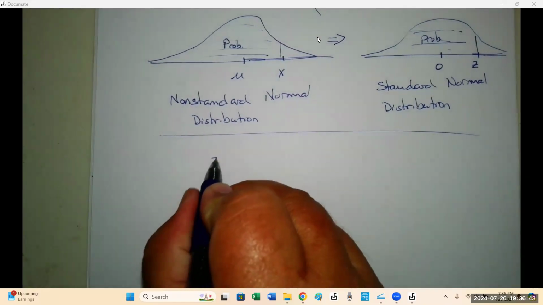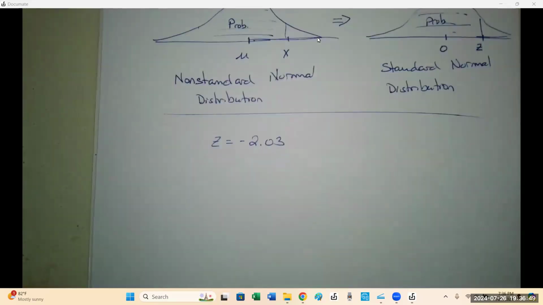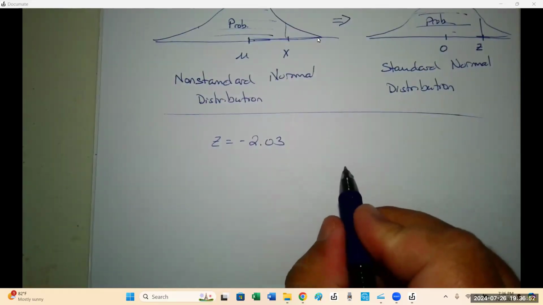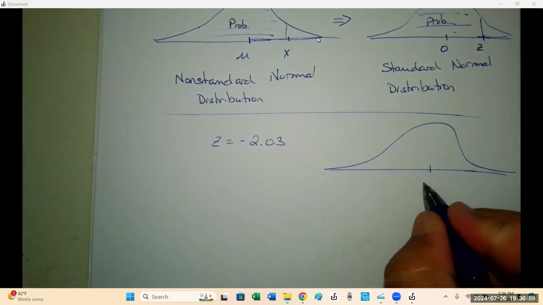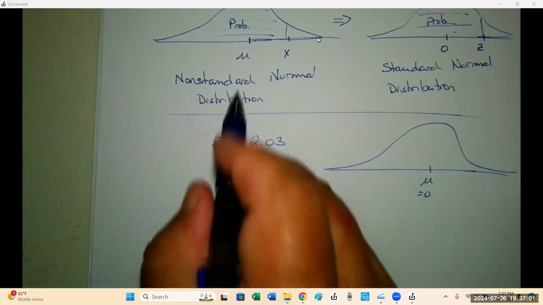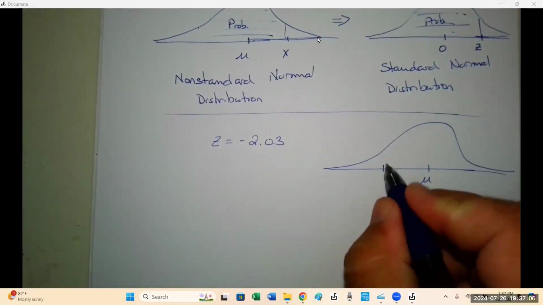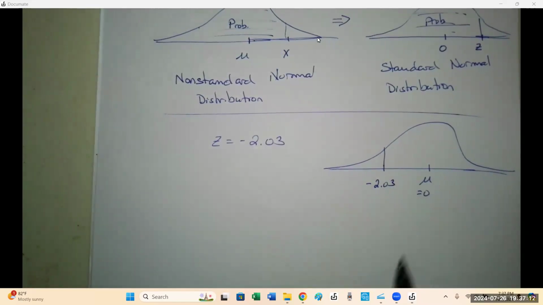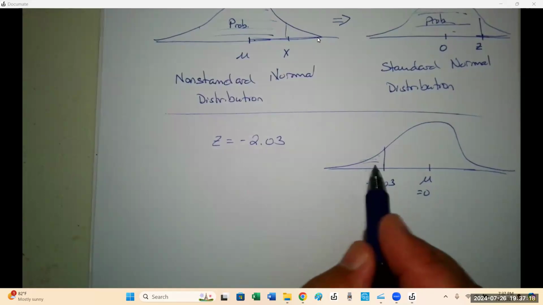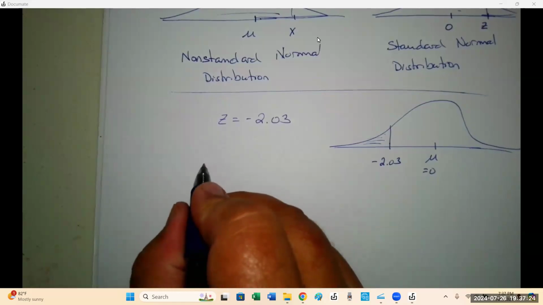All right, so let's say our z-score was negative 2.03, and the mean is in the middle. That equals 0. We go from non-standard to standard. Since it's negative, we know it's to the left. So it's negative 2.03 standard deviations to the left of the mean. To find out the area that's to the left of it, we'd go to our z-chart.